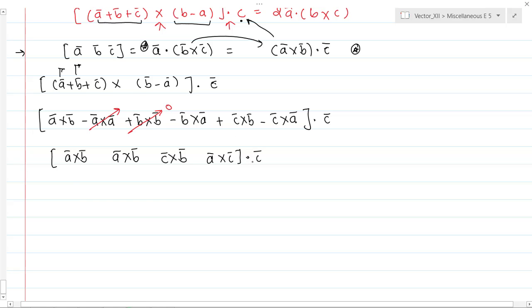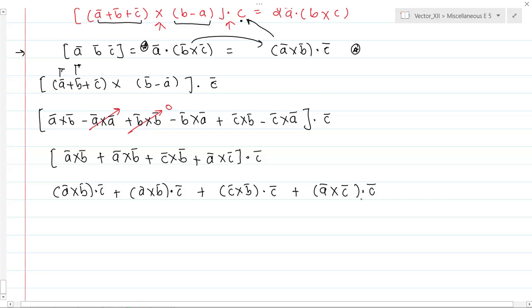Okay, now give the dot product to all of them. So it is a bar cross b bar dot c bar. Okay, so it's plus plus plus, I forgot to write there, no problem. So it's a bar cross b bar dot c bar plus c bar cross b bar dot c bar plus a bar cross c bar dot c bar.